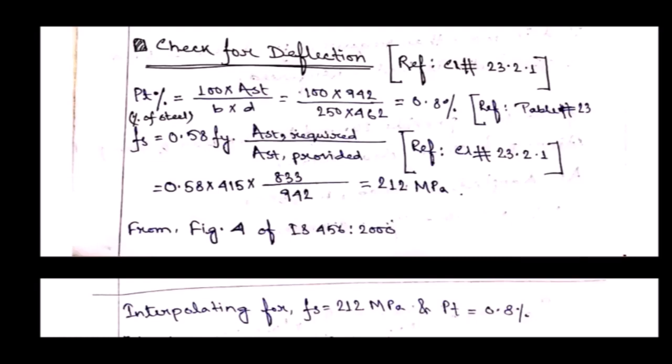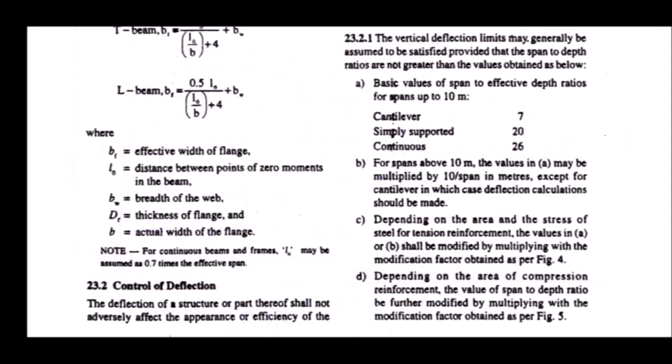For that, we have to go to clause number 23.2.1 and we have to check figure 4 also. Let's go to IS code. Let's check clause number 23.2.1. You may see in clause 23.2.1a, the basic values of span to effective depth ratio, means length to effective depth ratio.